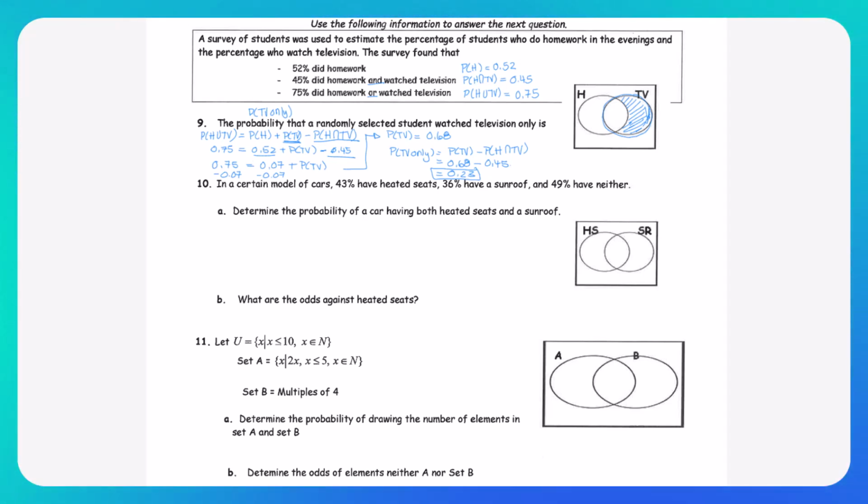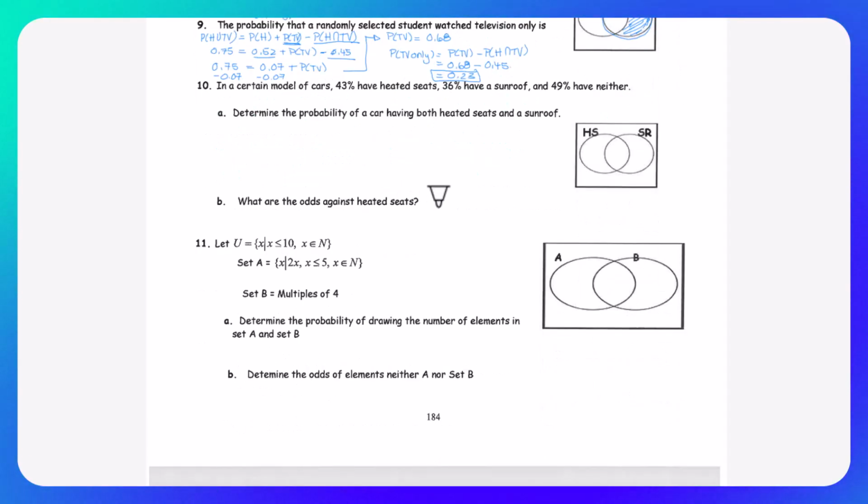All right, let's look at number 10. In a certain model of cars, 43% have heated seats, 36% have a sunroof, and 49% have neither. Determine the probability of a car having both heated seats and a sunroof. Well, to have both heated seats and a sunroof, we want to find the probability of heated seats and sunroof. That means we're looking for this region right here, this probability of that region happening right there.